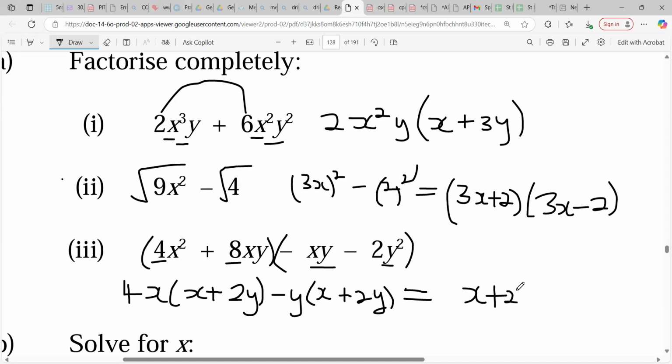I'm putting it for you guys now. And of course, 4x minus y is outside. So we put that. Should I put that in a different color? No, keep going. So this would give us 4x minus y.